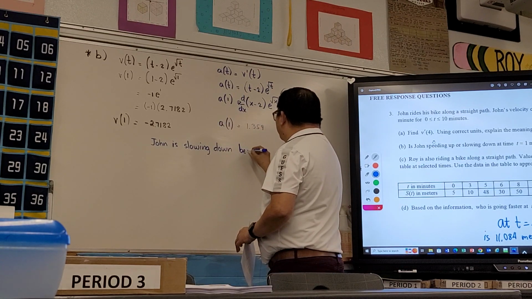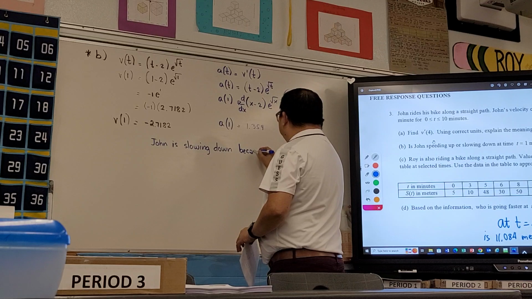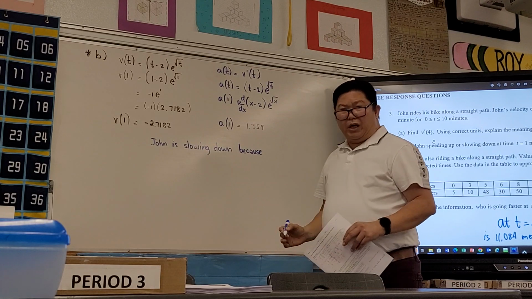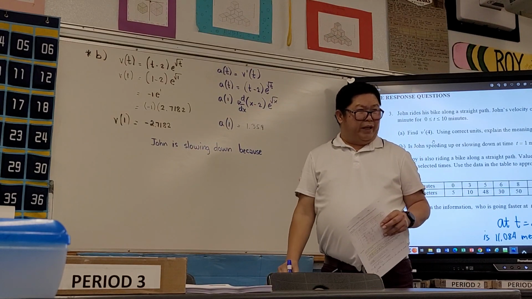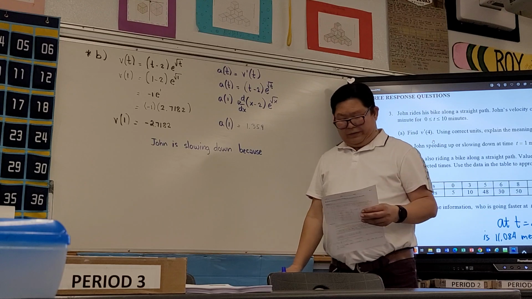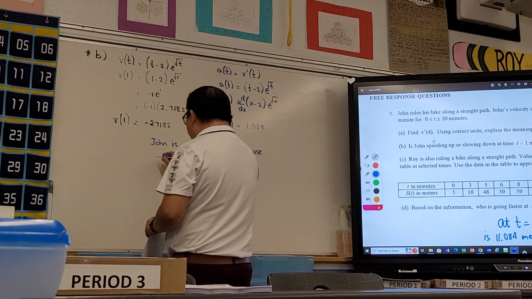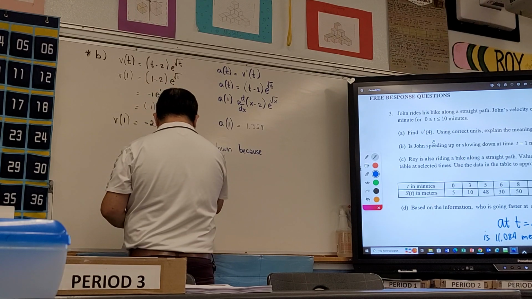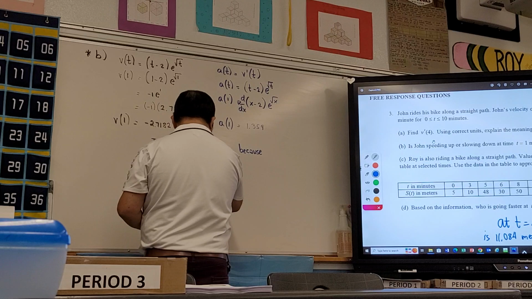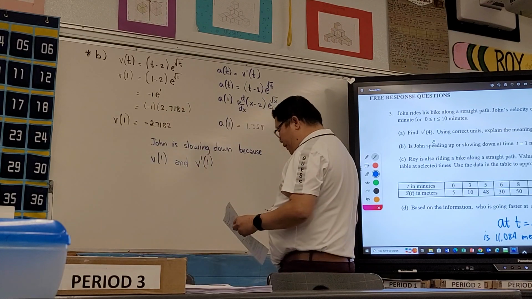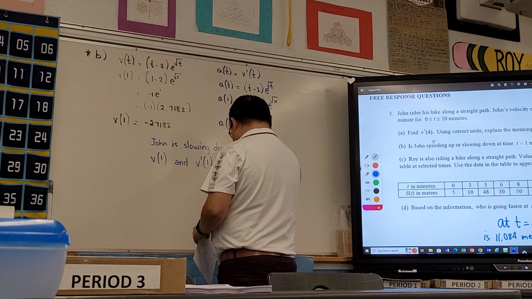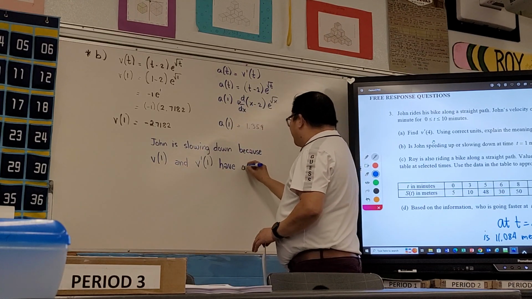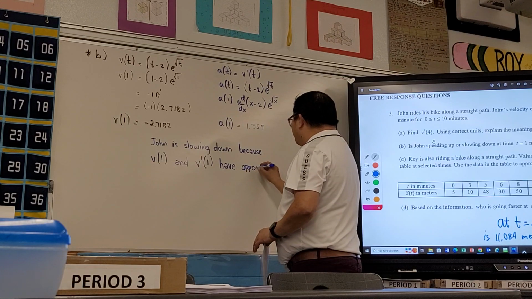Because, what's the reason? Because V(t) and A(t), so V1 and V prime of 1, V prime of 1 is acceleration, right? What do they have? Different sides. Have opposite signs. Very good. So have opposite signs.